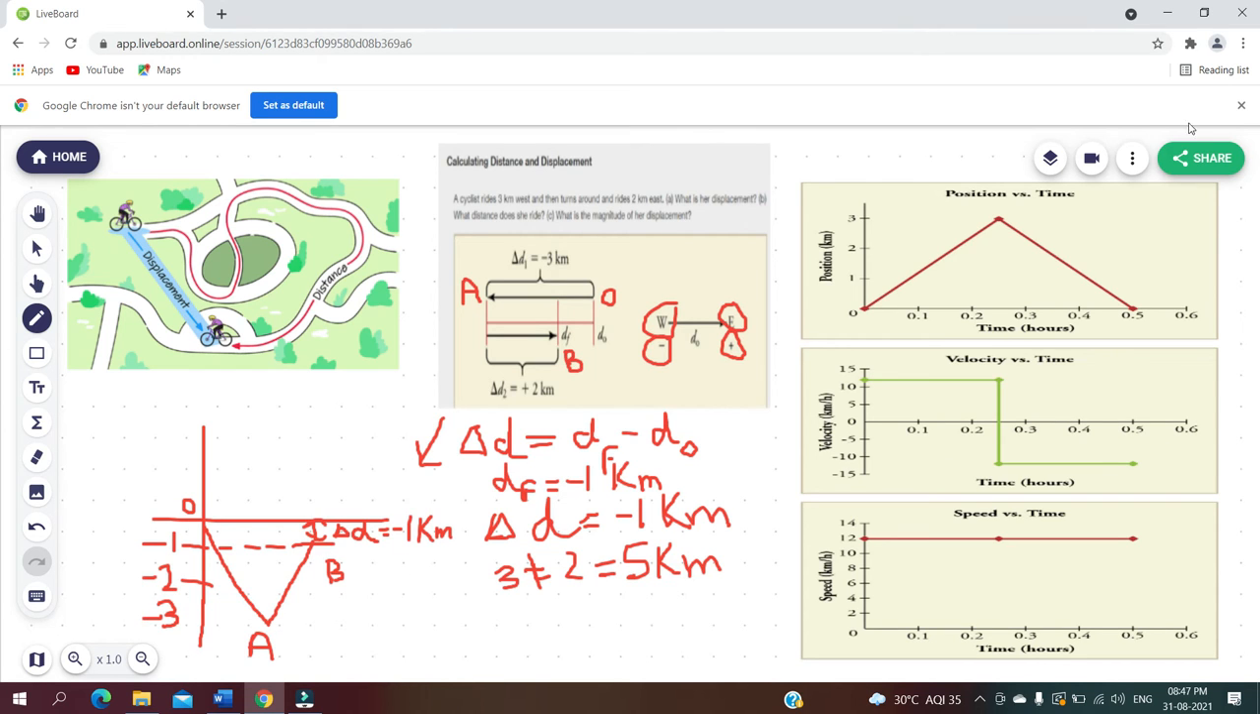Okay, now I have taken one more case here. This is the position versus time graph. Position is in kilometers, time is in hours. Suppose this is the starting point, and the object moves from O to A in 0.25 hours, and then from A to B in the next 0.25 hours.